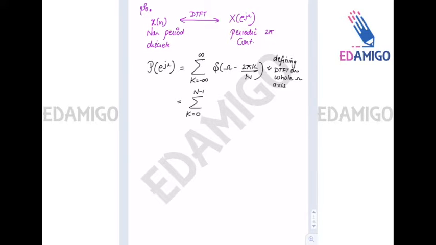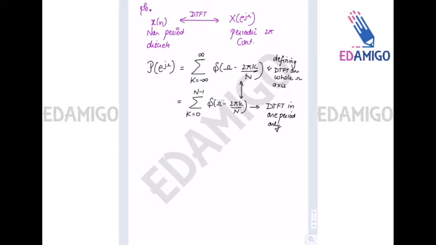But we can define DTFT for only a single period also, and then also the definition is complete, because we know that DTFT is periodic with period 2 pi. So this is actually defining DTFT in one period only. And since it's periodic with period 2 pi, it will repeat itself again. So both the definitions are correct.